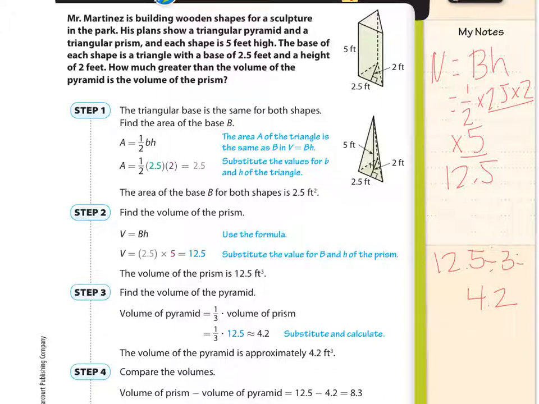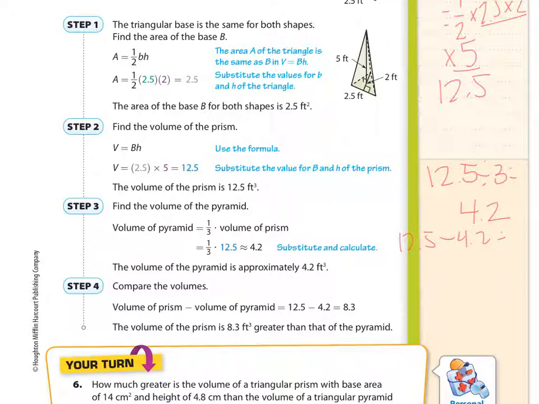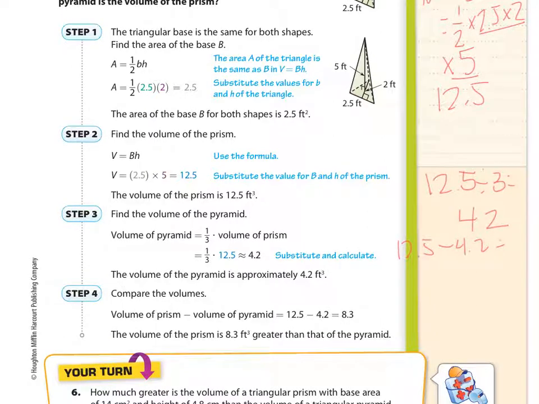This particular question just said how much greater is it. Now, on your worksheet, you're just going to have to calculate the volume of either a prism or a pyramid. But in this one, it wants to know how much bigger one is. You're just going to subtract 12.5 minus 4.2, which gives you about 8.3. So the prism is about 8.3 cubic feet bigger than the pyramid.